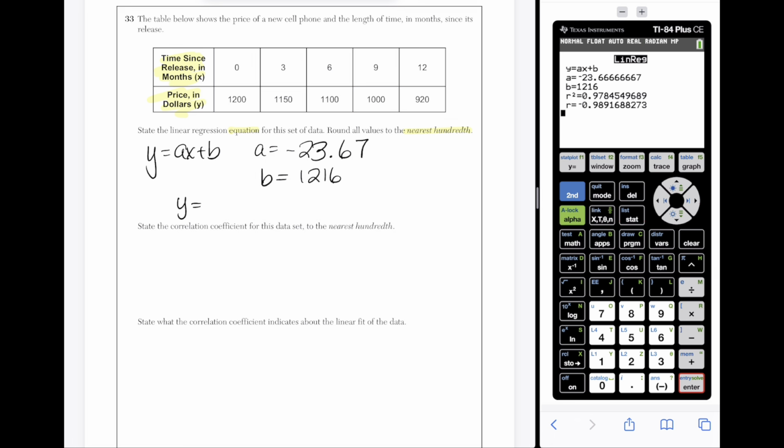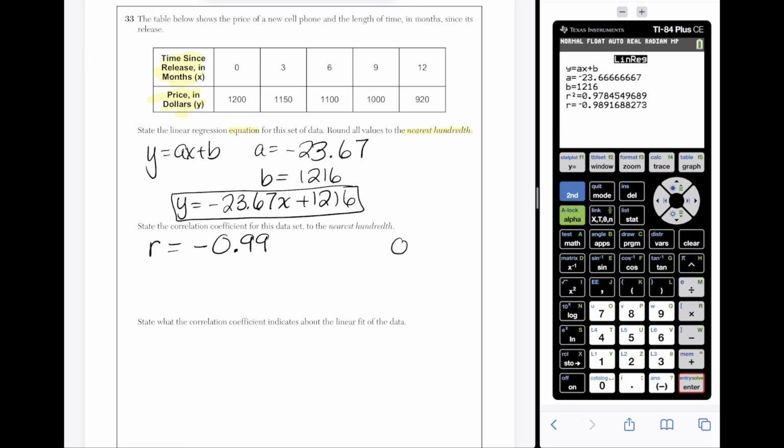So now I just have to write this into an equation. So y is equal to negative 23.67x plus 1216. And that's it. That's all you have to do for that first part. In the second part, they want to know the correlation coefficient. That's just your r. And so here, again, rounding to the nearest hundredth, our r is negative 0.99.